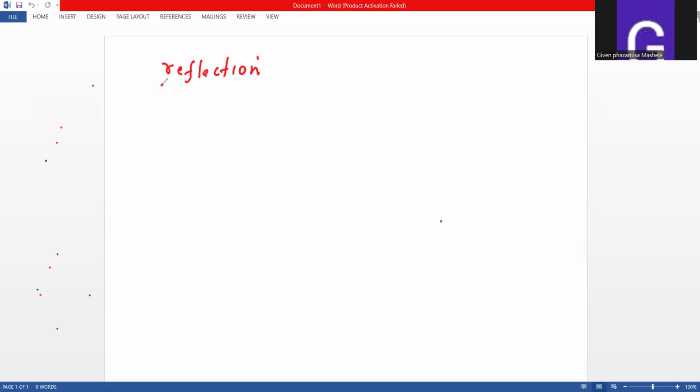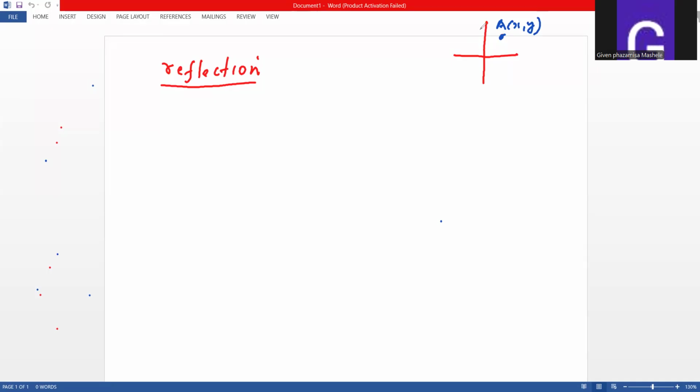Reflection here is the type of transformation where we are reflecting a point about a certain line, either about the x-axis or about the y-axis. For example, let's say we have a point here, it's just an example. Let's call this point A, and this point has coordinates x and y, and I'm going to say it is in the first quadrant.